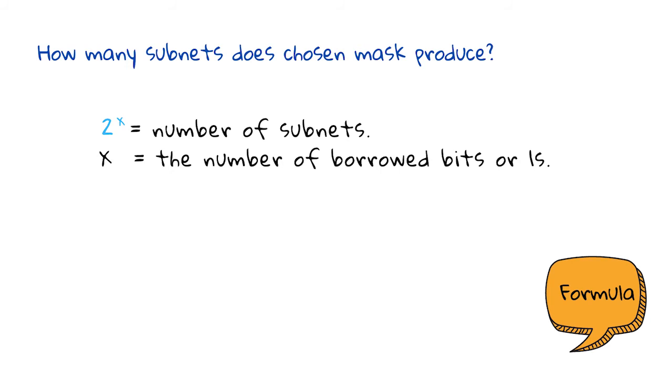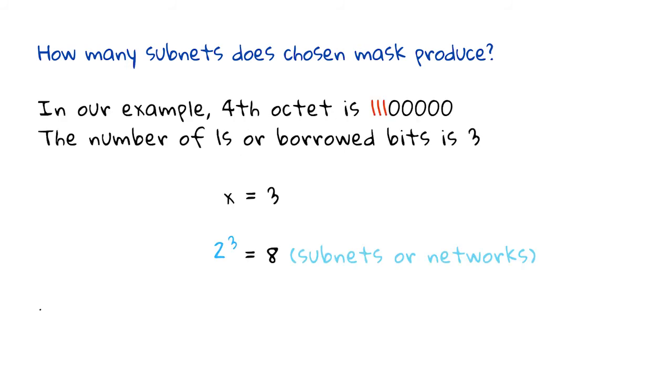In order for us to know how many subnets we can have from a chosen mask, we use a formula, and the formula is 2 to the power x equals the number of subnets, where x is the number of borrowed bits or ones. In our case, we are borrowing 3 bits, so x equals 3. Therefore, 2 to the power 3 equals 8. So if we borrow 3 bits, we can create 8 subnets. Since we are subnetting a class C address, we are interested in the 4th octet.